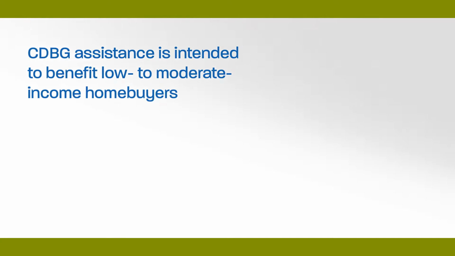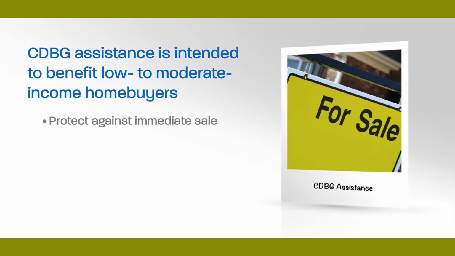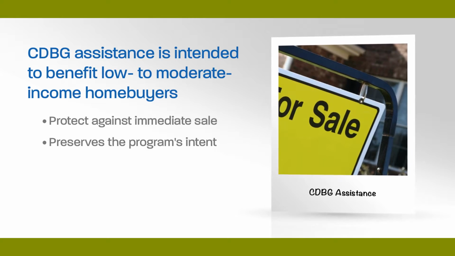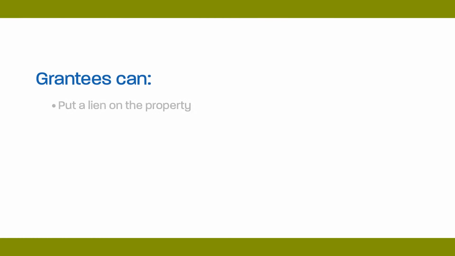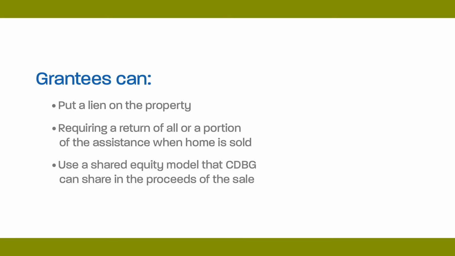While homeowners may sell their property for any number of reasons, it's important to protect against an immediate sale to an ineligible buyer to preserve the program's intent to assist low and moderate income households. Given this, many grantees choose to put a lien on the property, requiring a return of all or a portion of the assistance if the home is sold within a certain period of time that reflects the value of the CDBG investment. For example, 15 years. A shared equity model in which the CDBG program shares in a portion of the sales proceeds when the low-income homeowner sells is also possible.